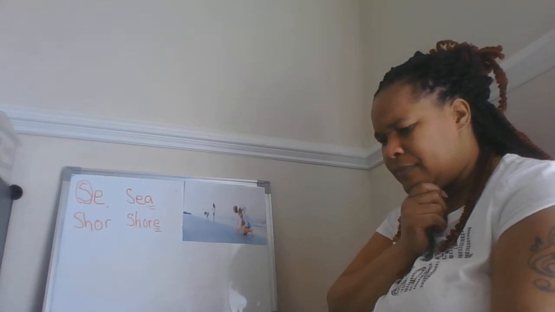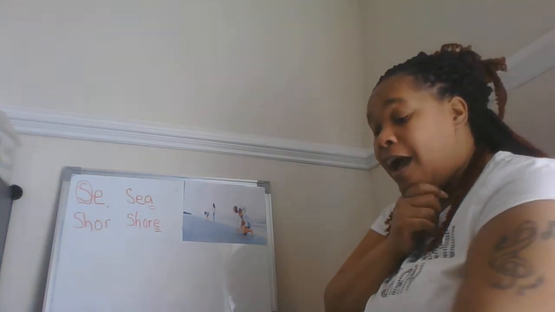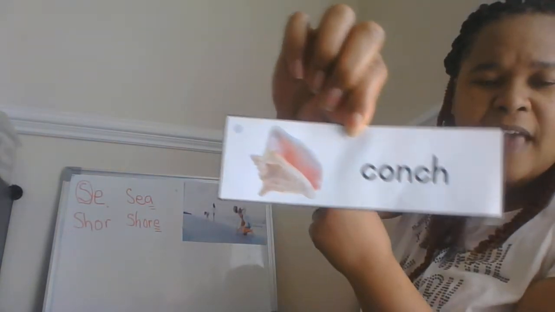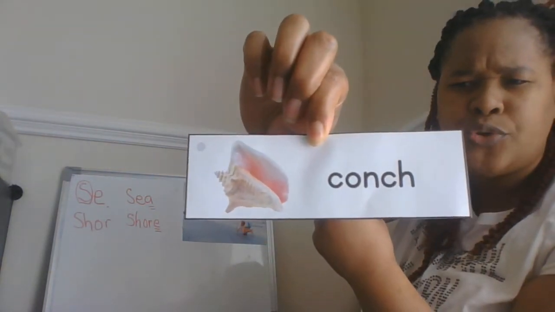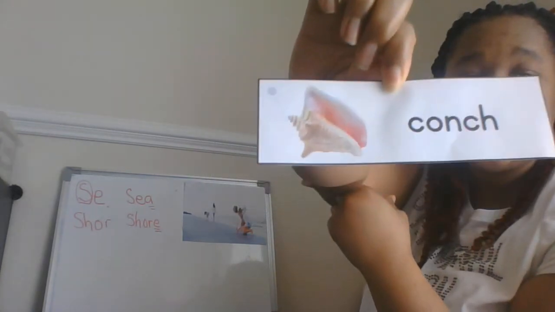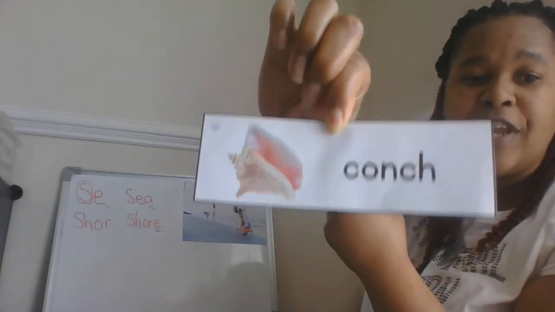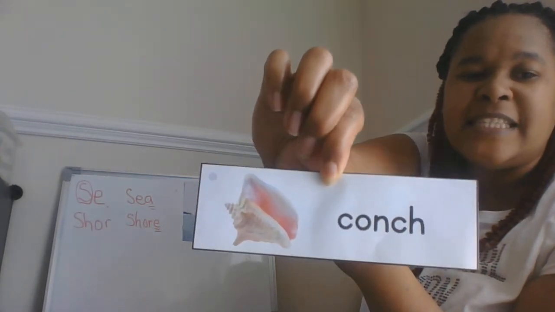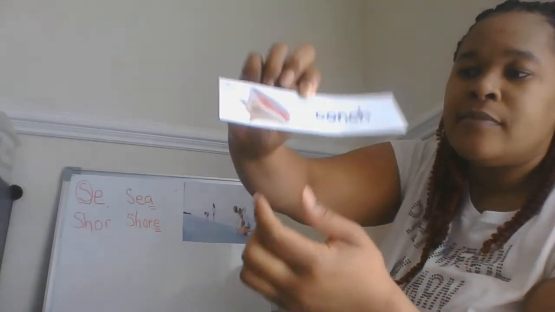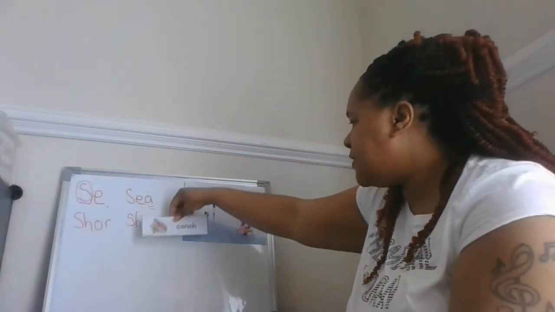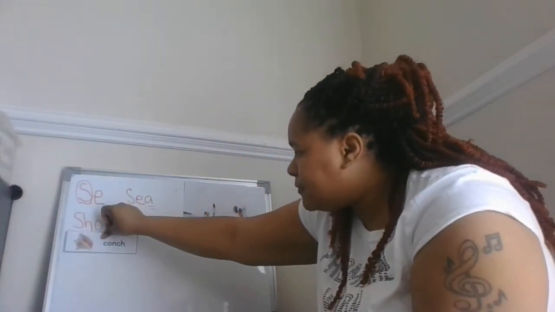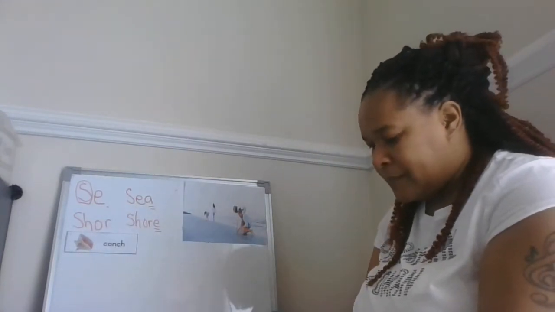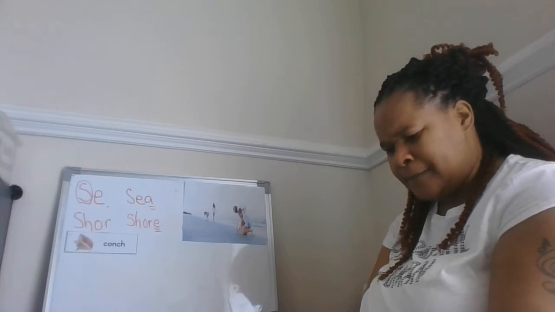What am I? A conch shell. Have you ever seen a conch shell on the seashore? This is called a sea snail. Another name for it is a sea shell. A sea snail. Okay, so we find a conch shell.